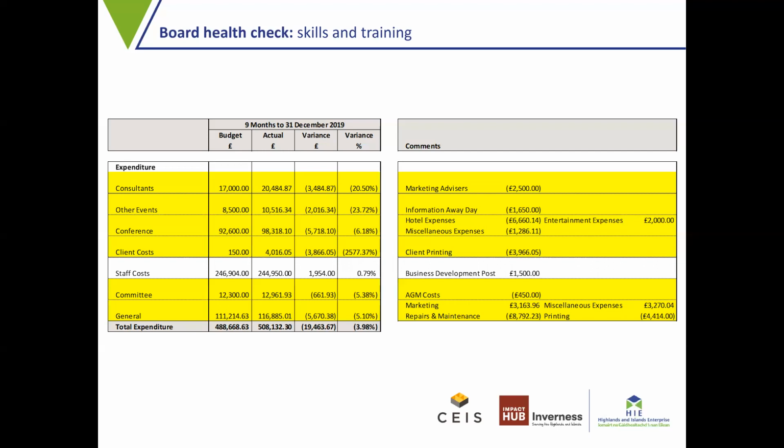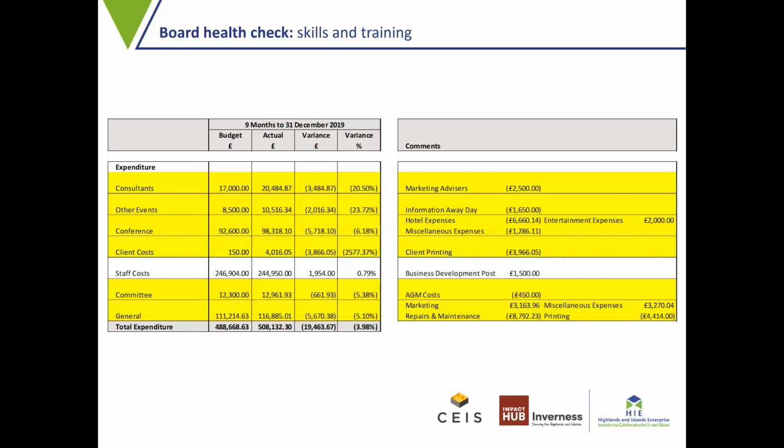The next category of costs to examine is client costs, where the organisation only provide a small budget of £150, but actually incurred costs of £4,016.05, resulting in a variance of minus £3,866.05. The comment section details that the variance was mainly due to client printing costs of minus £3,966.05.